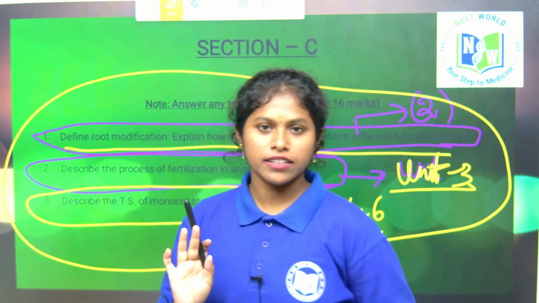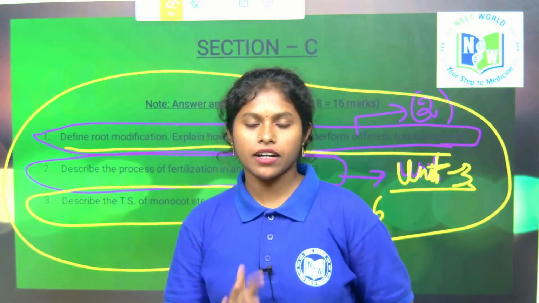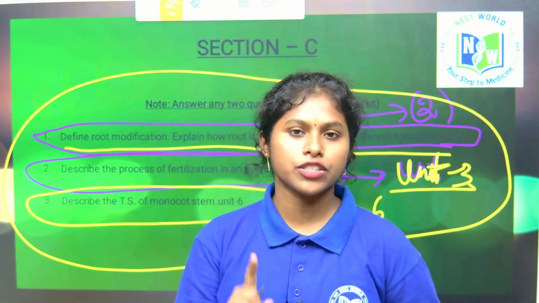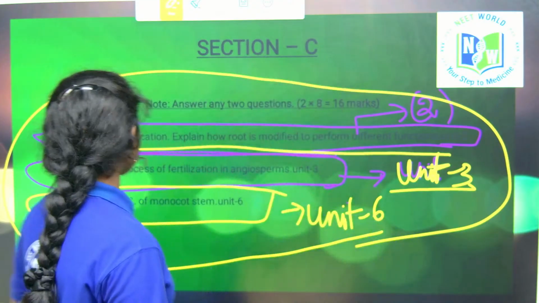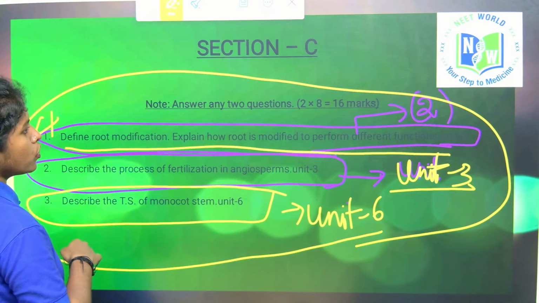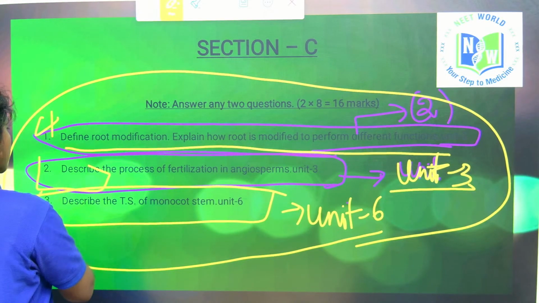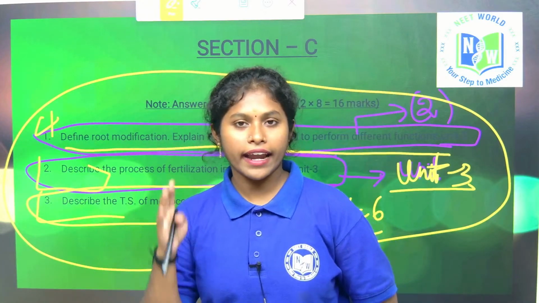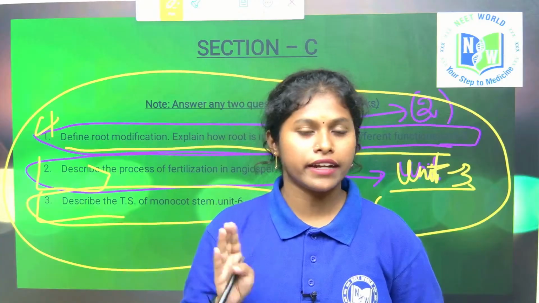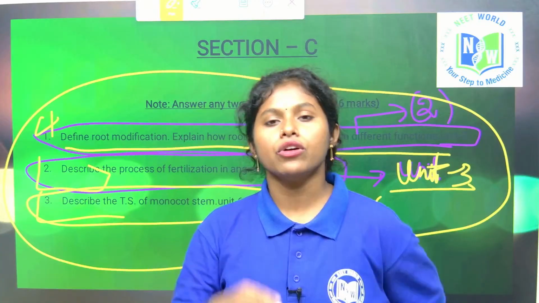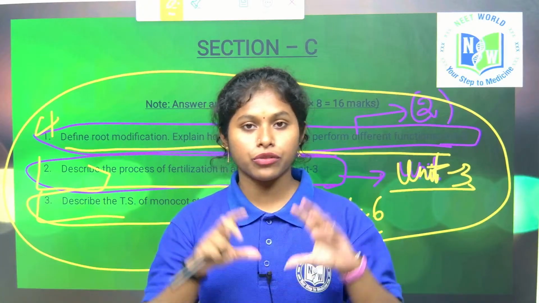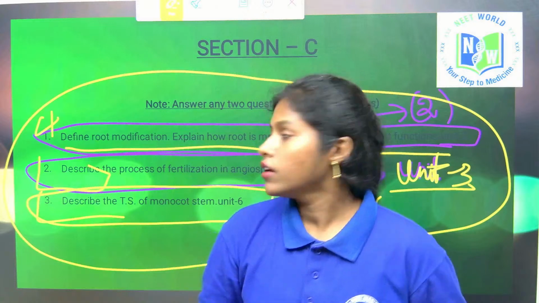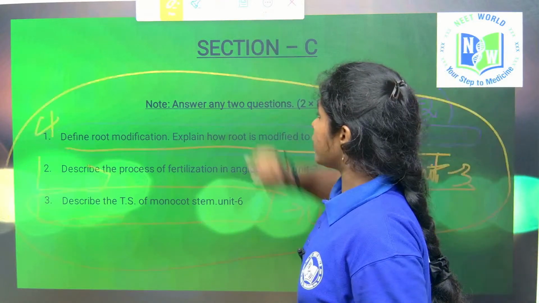There are 3 sections, children. Out of 3, Section C is very important, because each question carries 8 marks. The first question is from unit 2, the second from unit 3, and the third from unit 6. These are the particular chapters you have to focus on more. To get 8 out of 8 for each question, you have to elaborate the answer, and whatever diagrams are there, you have to draw them, with neat labeled diagrams. While dealing with the class, you will know everything in a detailed way.